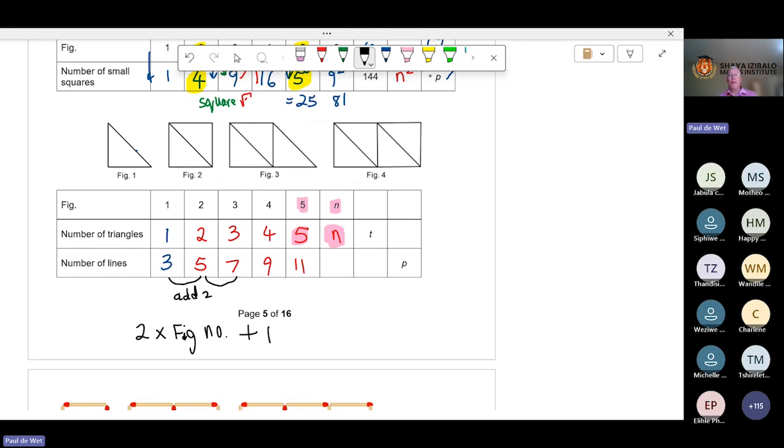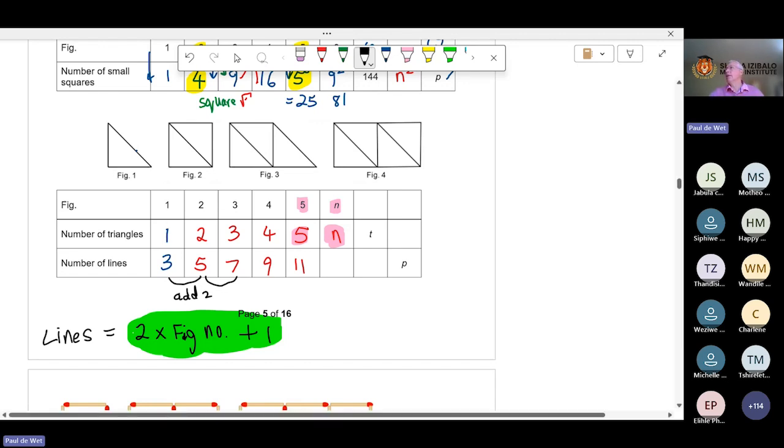Okay, guys, this is tricky, and this is algebra. This is expressing this rule. Let's first make sure that we're happy that this rule is correct. Don't worry about how I got the rule, but is it correct that the number of lines is 2 times the figure number plus 1? Let's just check that. Is that correct?